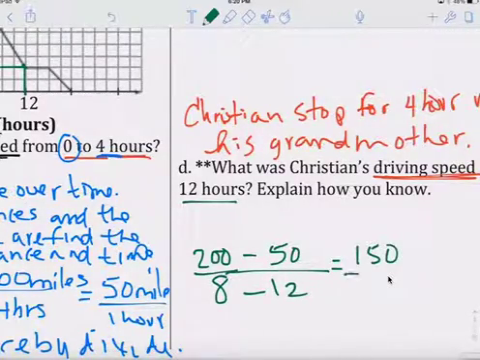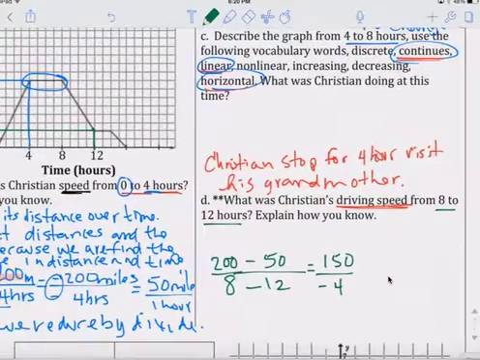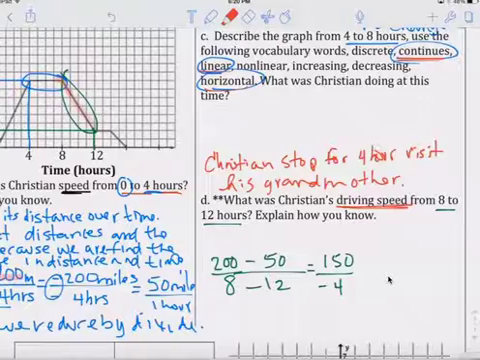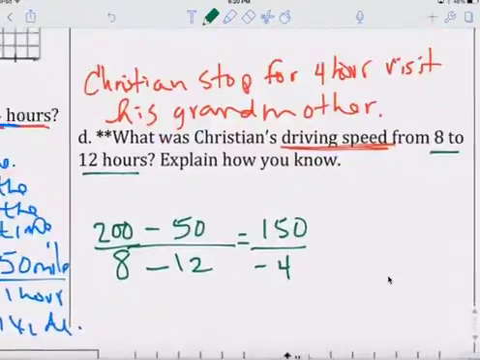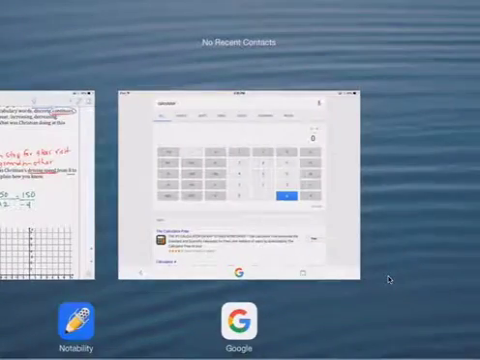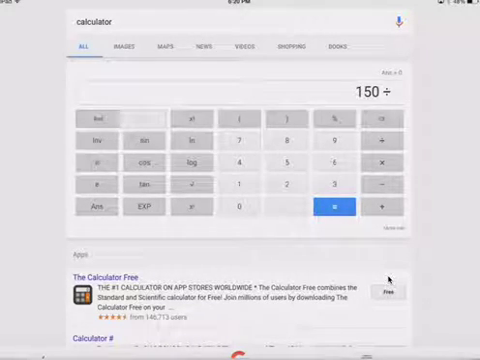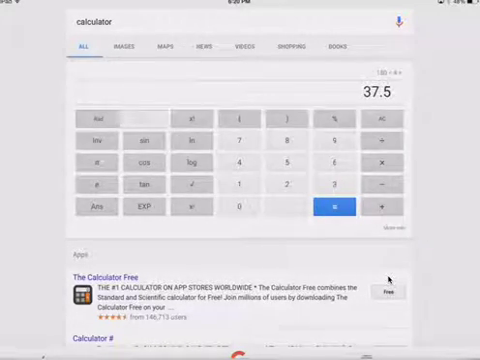150 divided by negative 4. Ooh, it's a negative answer. That's correct because look, the graph is going down. Divide 150 by 4. Use a calculator. There's Google. Clear. 150 divided by 4 is 37.5 miles per hour.